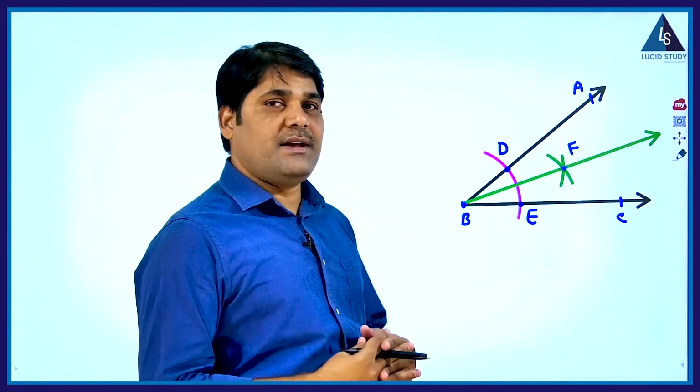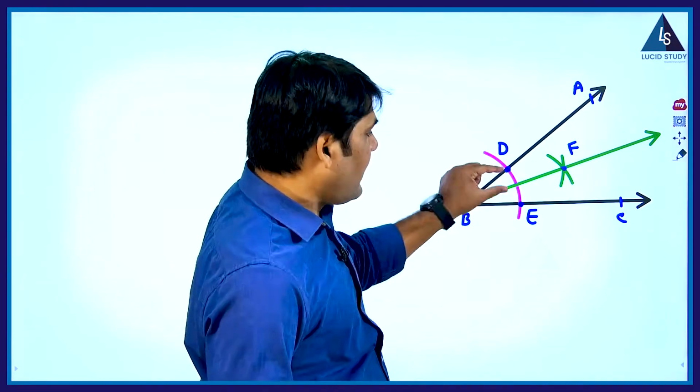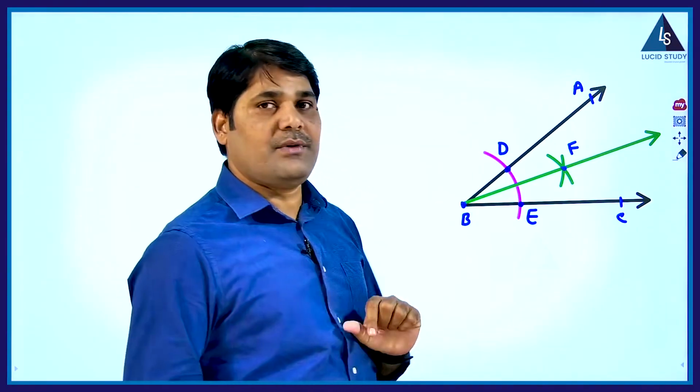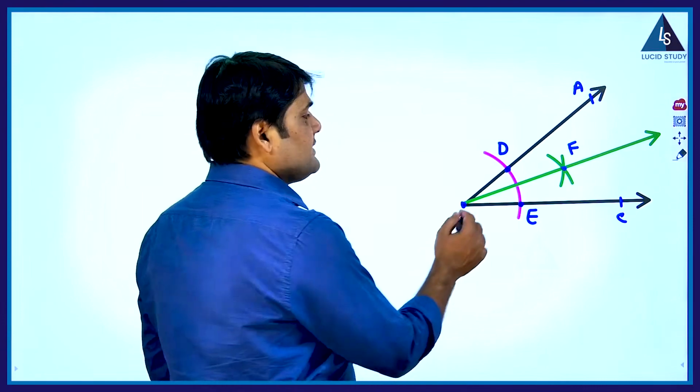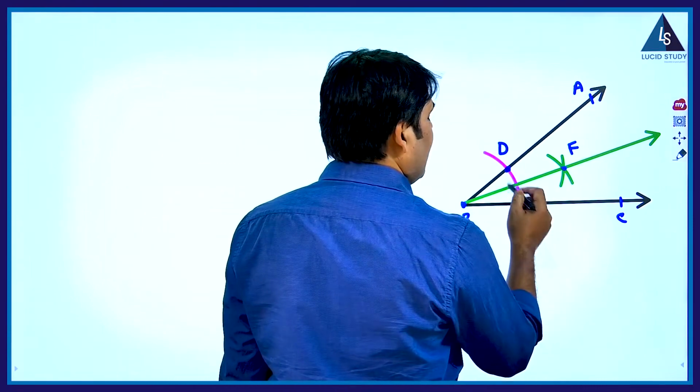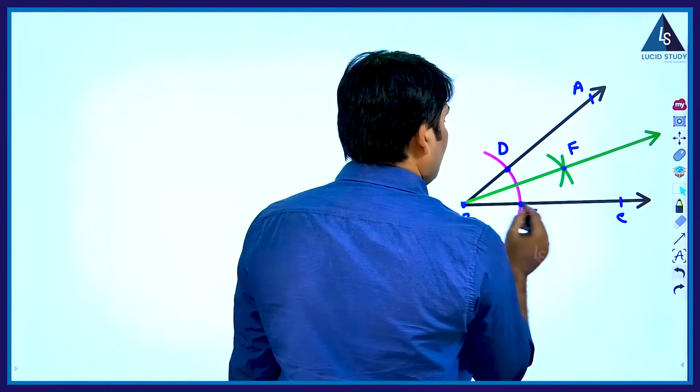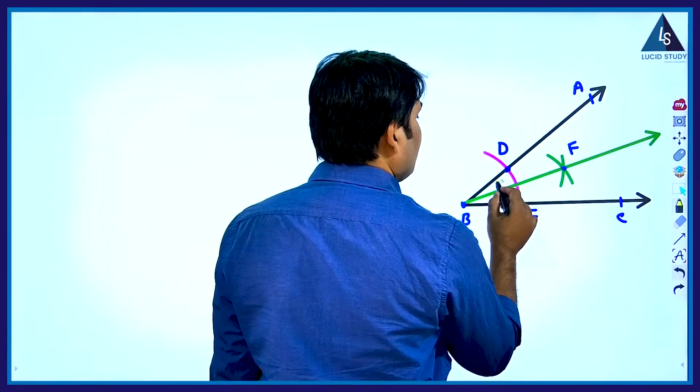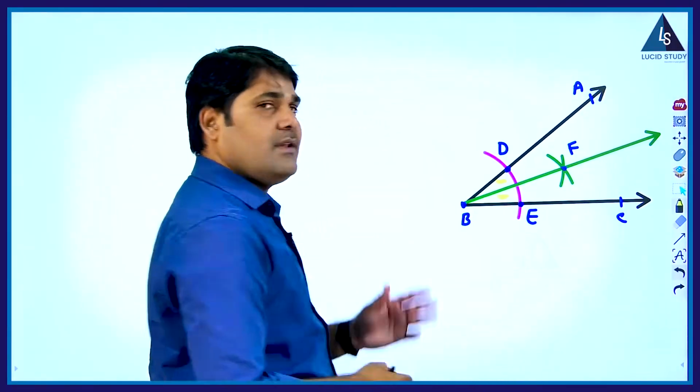Now let us justify this. What do you mean by justification? This angle is equal to this angle. That is what we have to prove. Angle bisector means it will bisect this angle into two equal halves. So we have to show that this angle is equal to this angle. These two angles are equal. That is what we have to show.